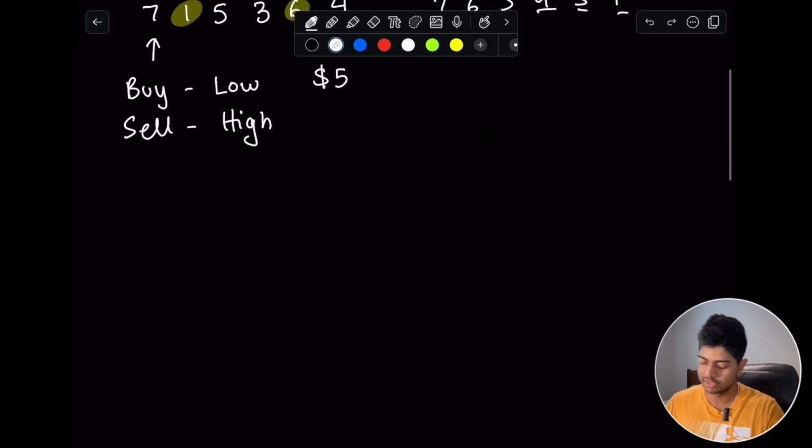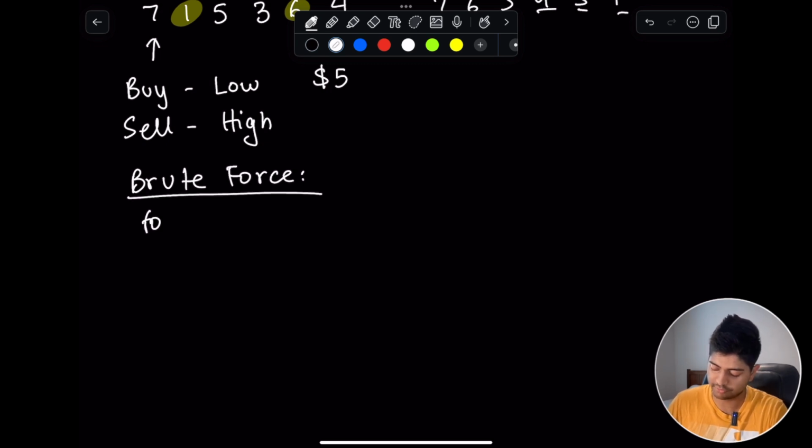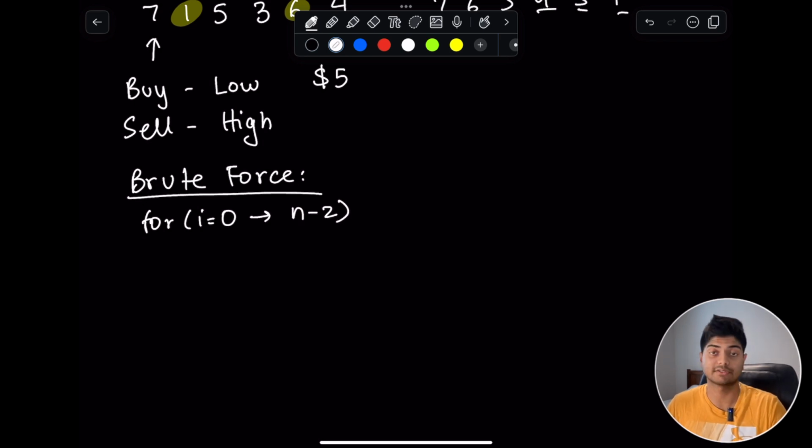So if you think about it, the brute force will essentially involve a double for loop, right? Essentially, we're going to go from i equals 0 till n minus 2, the second to last. Basically the outer loop is when we're buying, and then the inner loop is going to check when we can sell, right?